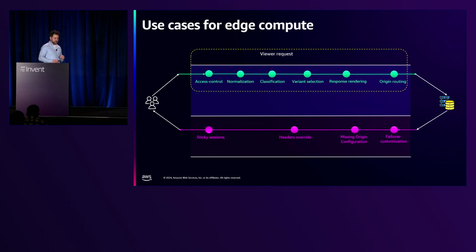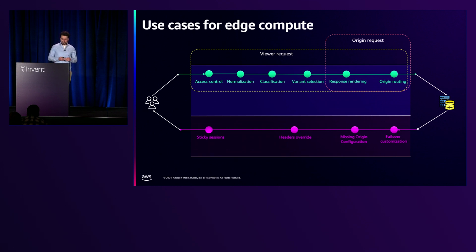Now, the response rendering use case covers all those use cases where you terminate an underlying request and you generate your own response. Depending on the use case and the requirements, sometimes origin request turns out to be a better option than the viewer request, especially, as we also said before, if that response can be put in cache and reused frequently by others.